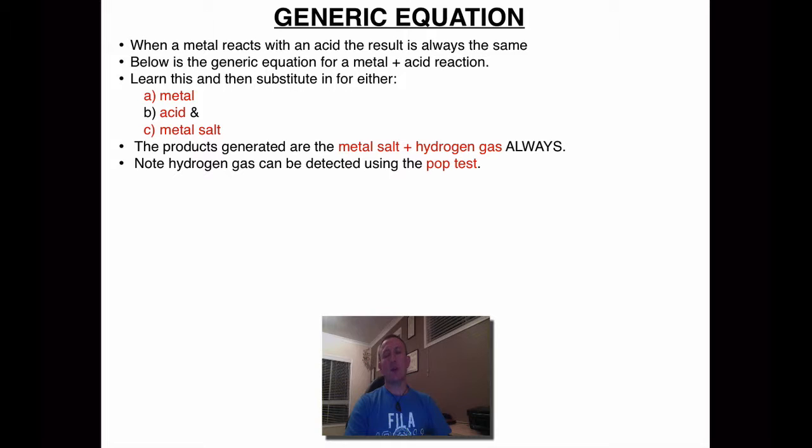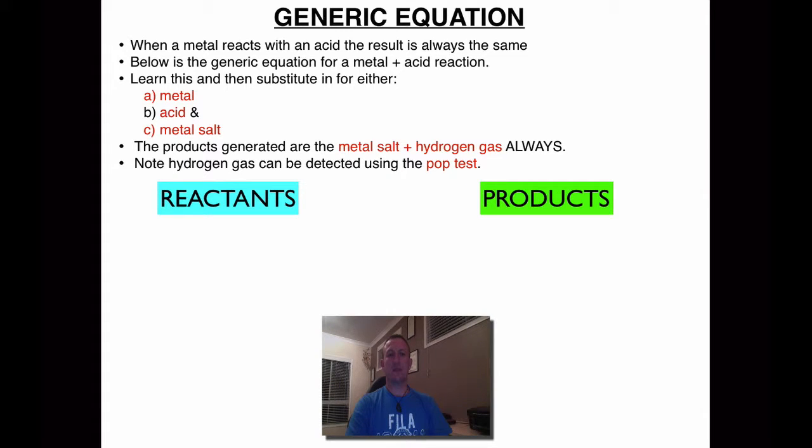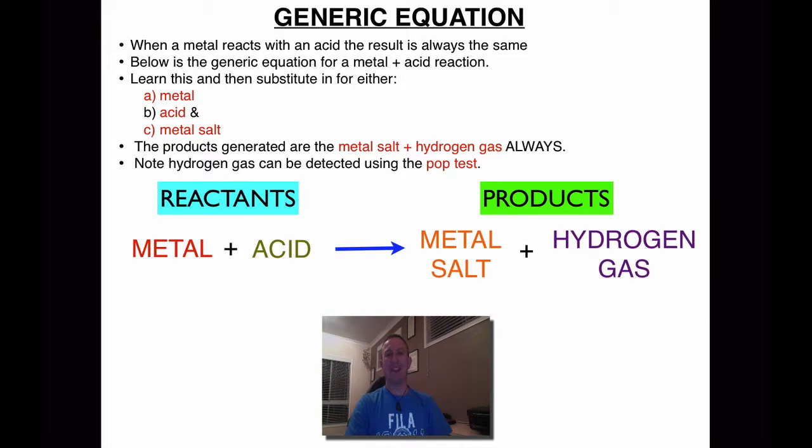Okay, so we understand now that when we put an acid and a metal together, we're going to get a metal salt. So really what we need is an equation which is going to show us exactly what's happened. In all of the reactions that we're going to be running through in this section, we're going to be looking at a generic equation. The generic equation is made up of your reactants and your products. Your reactants in this case are going to be firstly your metal and your acid. When a metal and acid are put together, they produce, as we've stated, a metal salt and hydrogen gas.